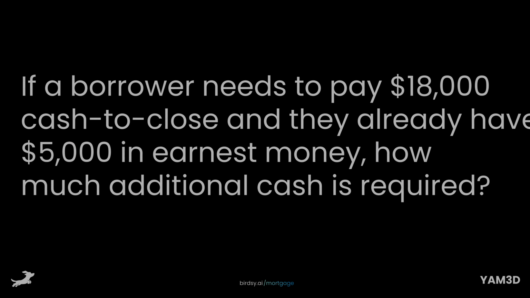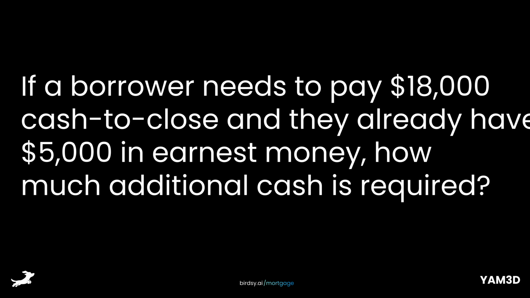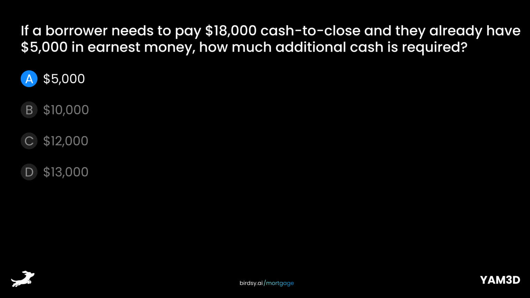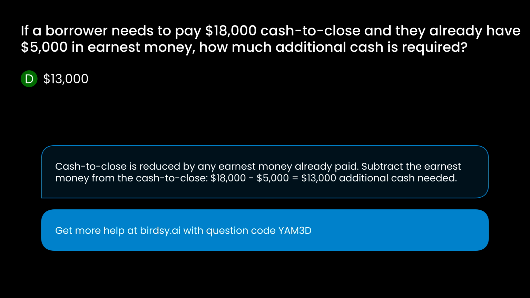If a borrower needs to pay $18,000 cash to close and they already have $5,000 in earnest money, how much additional cash is required? Is it A, $5,000, B, $10,000, C, $12,000, or D, $13,000? The answer is D, $13,000. Cash to close is reduced by any earnest money already paid. Subtract the earnest money from the cash to close. $18,000 minus $5,000 equals $13,000 additional cash needed.